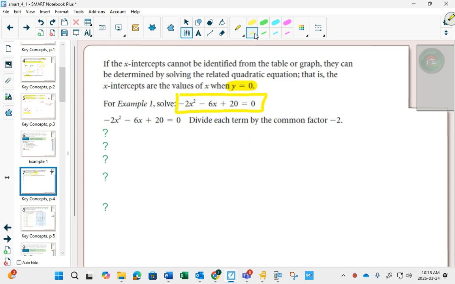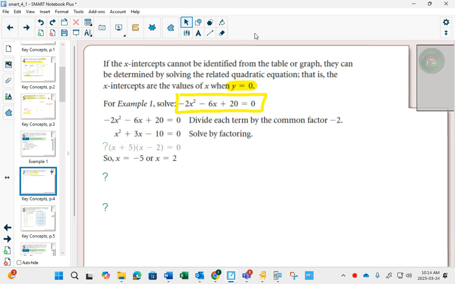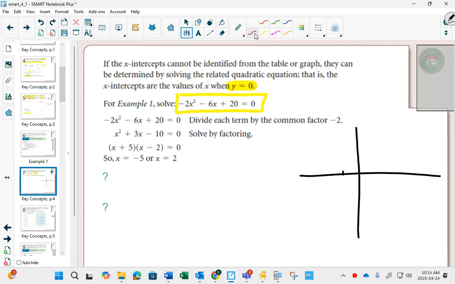you now have a question from our chapter 3. It's a solving question. If the y value is 0, could we solve? Well, I could divide everything by negative 2, and then I could factor, and when I factor, I get x equals negative 5, or x equals 2. So right away from the graph here, 1, 2, 3, 4, 5, that would be one x-intercept.